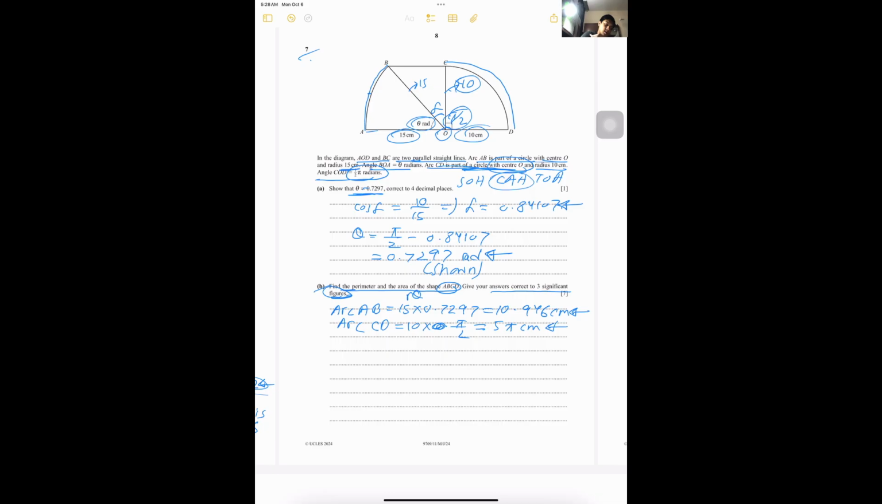Then we need to find this BC. We can use Pythagoras for this. So BC squared plus 10 squared is equal to 15 squared, or BC is equal to root of 15 squared minus 10 squared, which is 5 root 5 centimeter. Did they ask for an exact value? Okay, no, they've asked for 3 SF, right?